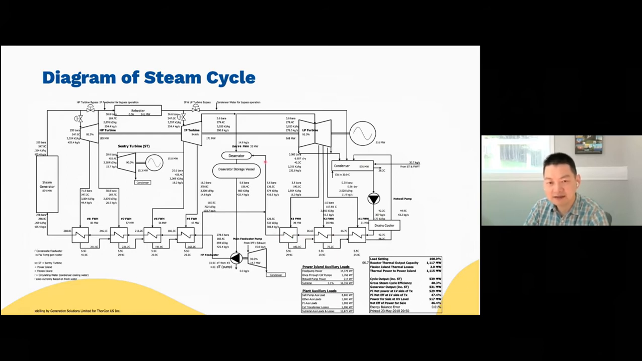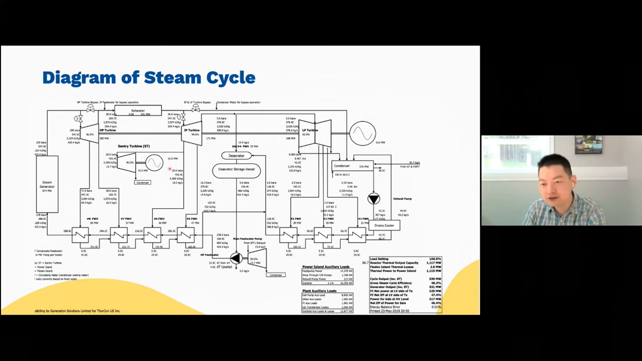And after that, the water will go to the aerator right here to remove the oxygen, carbon dioxide, and other gases. And then it will be pumped by the main feed water pumps into the high pressure feed water heaters. Then we feed back to the steam generator. Okay, so this is the main cycle. And then of course, there's always a bypass and other cycles to improve the efficiency.